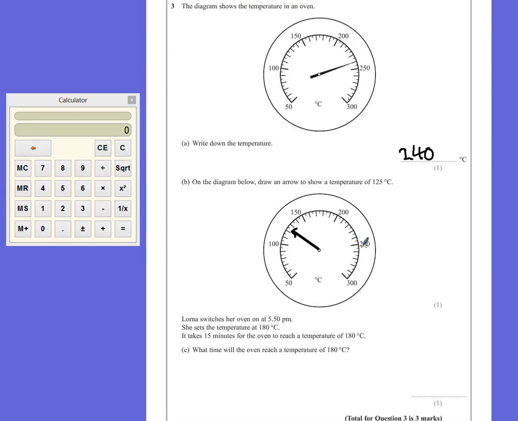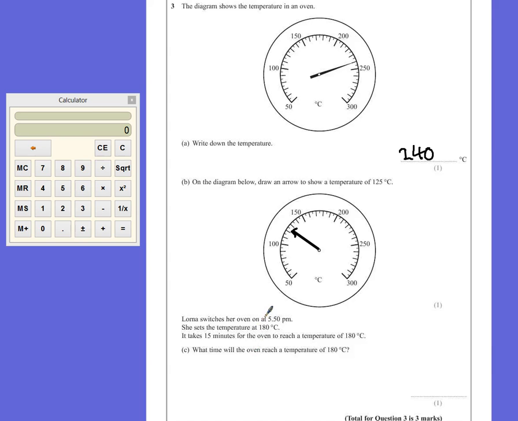Final part, C. Lorna switches her oven on at 5:50 p.m. She sets the temperature as 180 degrees. It takes 15 minutes for the oven to reach a temperature of 180 degrees Celsius. What time will the oven reach a temperature of 180 degrees Celsius? And that's a lot of information that we don't really need.